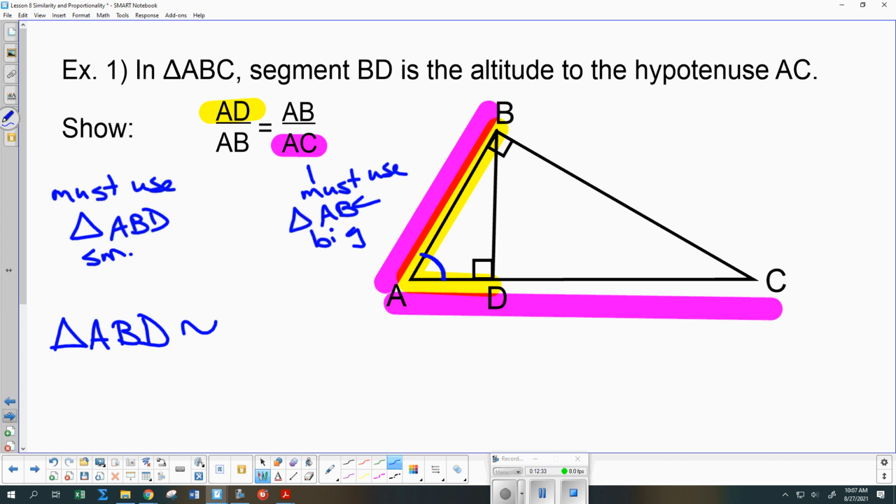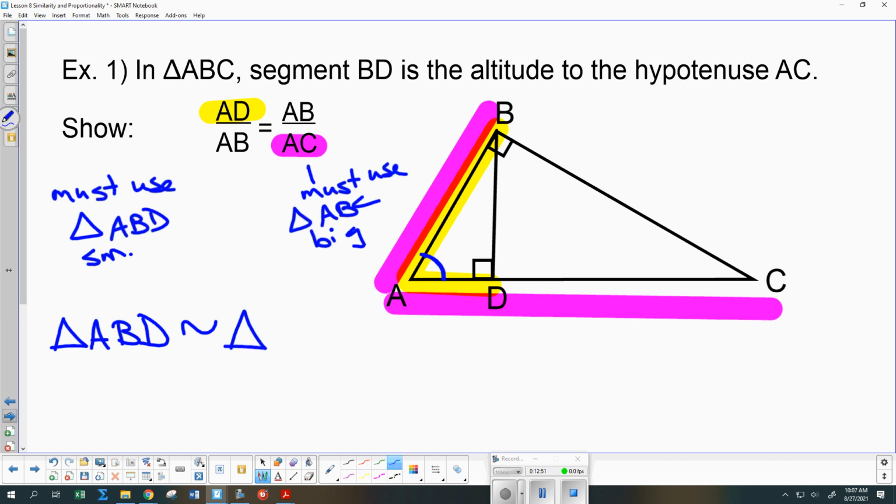And AA implies AAA. For similarity, if all 3 sets of angles have the same measures, they are similar. Doesn't work for congruent, but it does work for similar. So yes, they are similar.